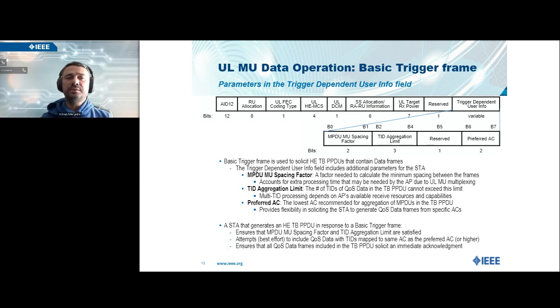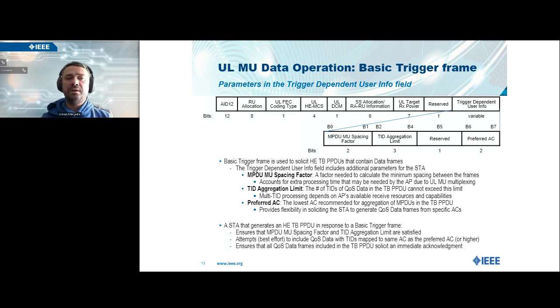The data frames are required to satisfy some limitations and restrictions that are provided in the trigger-dependent user info field of the user info fields that are included in the basic trigger frame. And these limitations are included here. So we have an MPDU-MU spacing factor, which essentially tells the station to separate the MPDUs from each other in such a way that a minimum amount of time is allocated that would allow the access point to process these MPDUs correctly upon reception.